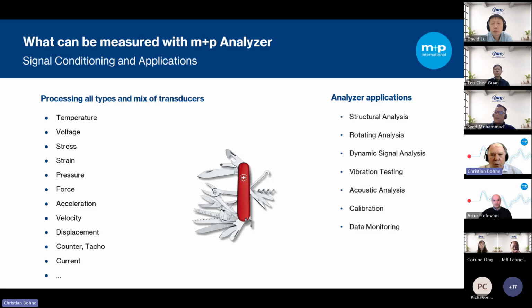So structural analysis, rotating dynamic signal analysis, time and frequency domain, vibration testing. We have a lot of customers that are using shakers for vibration testing, for environmental mechanical testing, and in combination with that, there are additional channels required for sine testing, for random testing, for shock testing, and this is then acquired with the analyzer. Acoustic analysis, I come later to this. Calibration: you can also calibrate your impact hammer, for example, or your microphone, and it's also good for data monitoring.